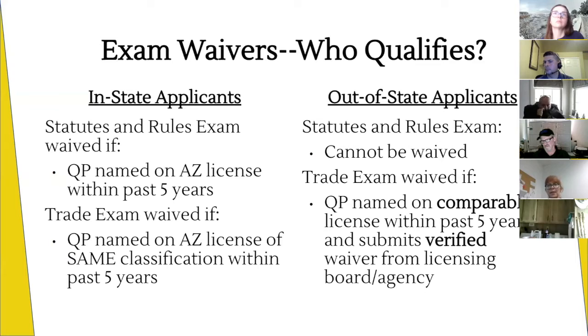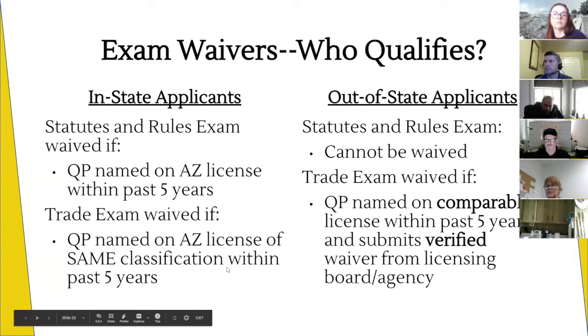Now, it has to be a same or similar classification. So, for instance, if you were on an electrical license in another state, you cannot waive to the B general residential license. So it has to be same or similar classification to use the waiver. Did I miss anything there?